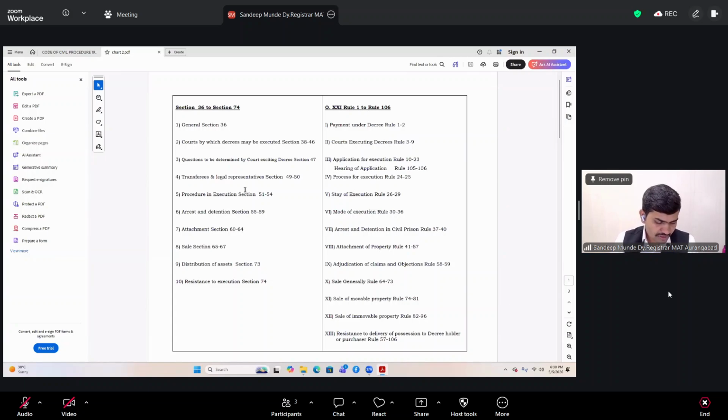Sections 43, 44 and 46; Section 46 is the important section with regard to precepts. This concept has always been asked in the examination. So what is Section 46?